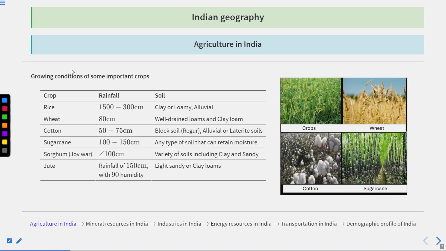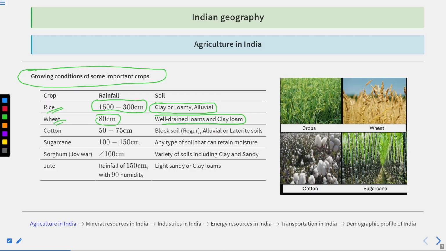Thereafter, if we talk about the growing conditions of some important crops, first is rice. Rice requires 150 to 300 centimeters of rainfall per annum. Soil is clay, loamy, or alluvial soil. Wheat, 80 centimeters.